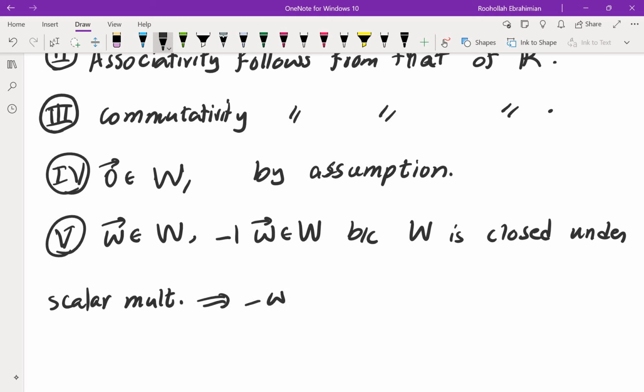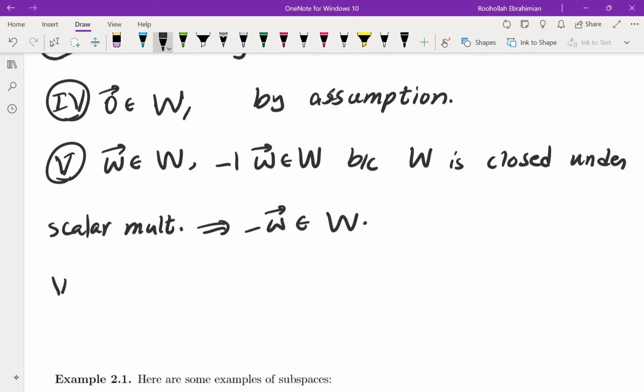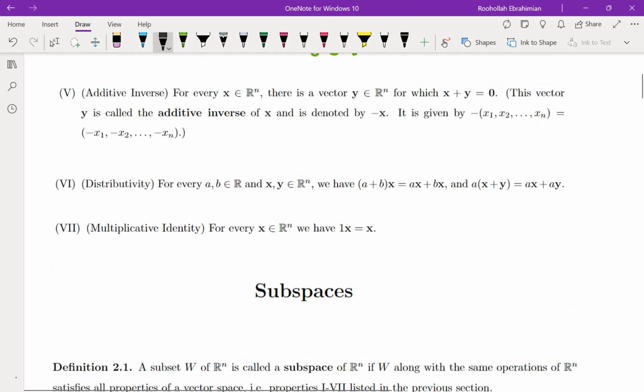And that tells us that minus W is in W. So additive inverse is also in there.